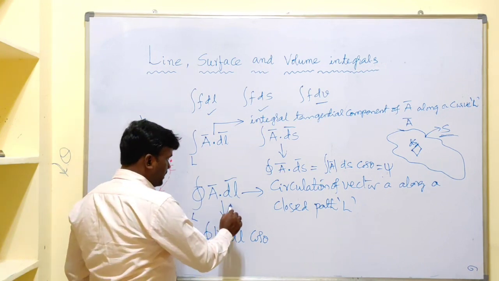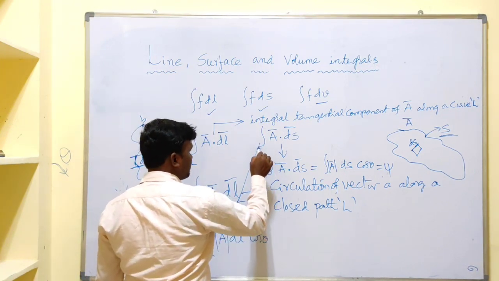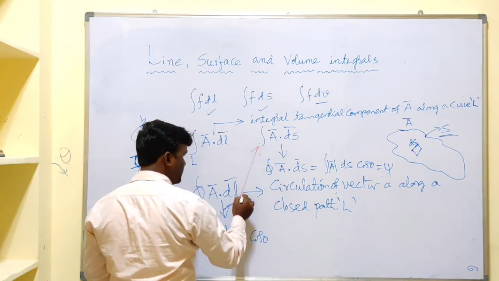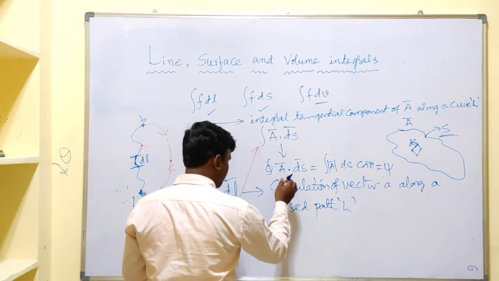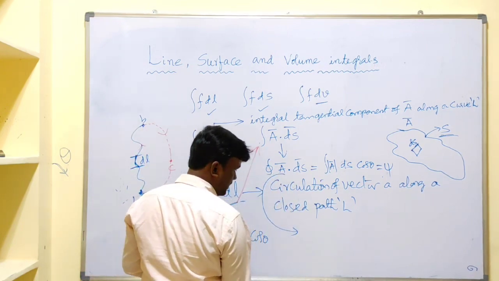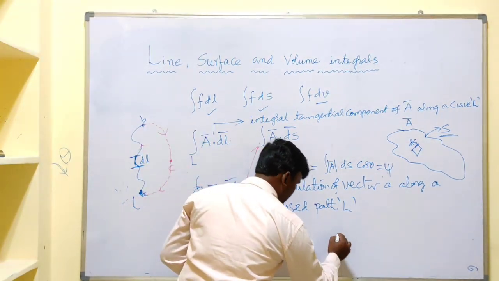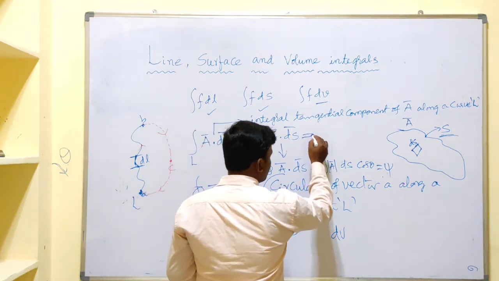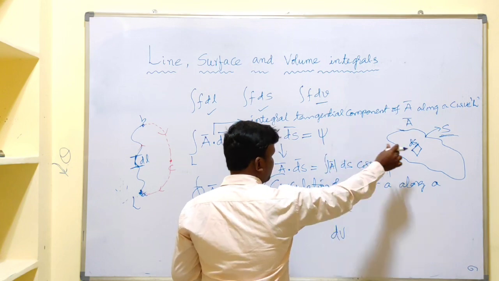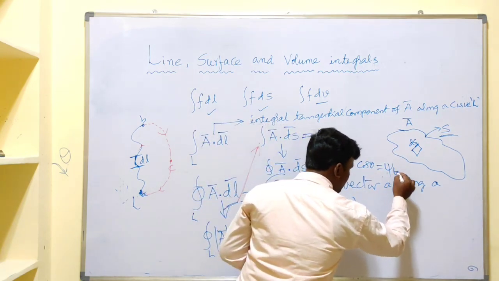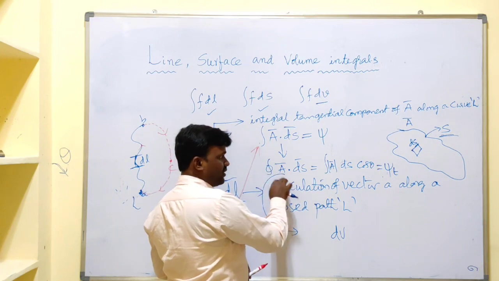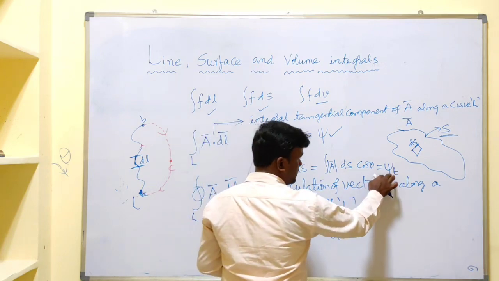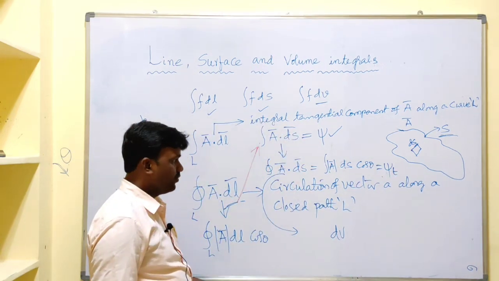Of course, a closed line defines an open surface, and a closed surface defines a volume. In this case, this represents the flux of a vector through the given surface, where this one represents the total flux of a vector through the given surface. Yes, it is flux, and this one is the total flux.